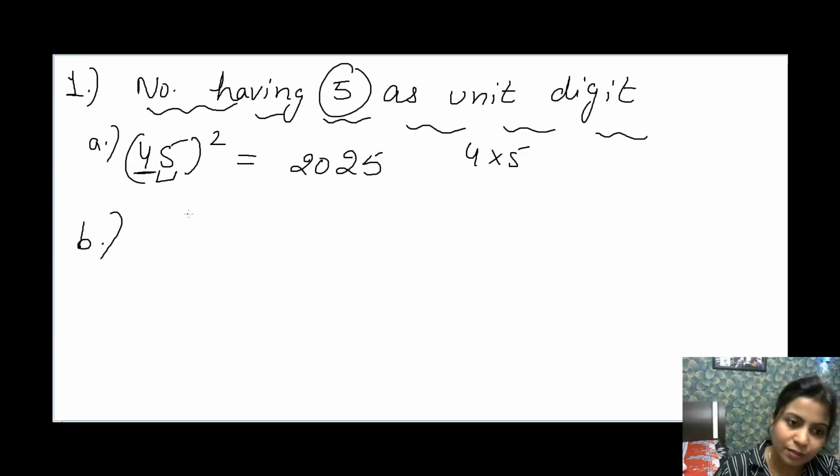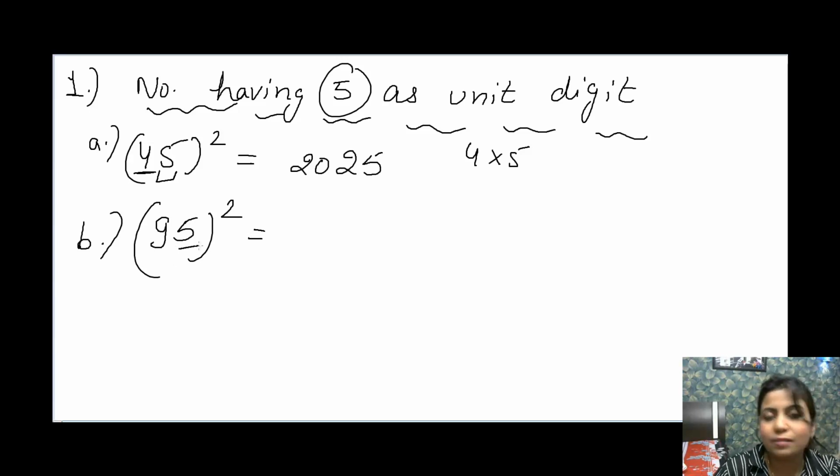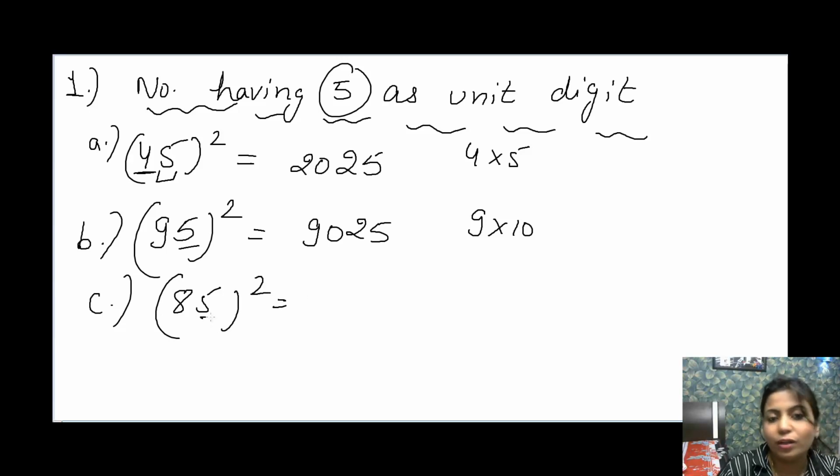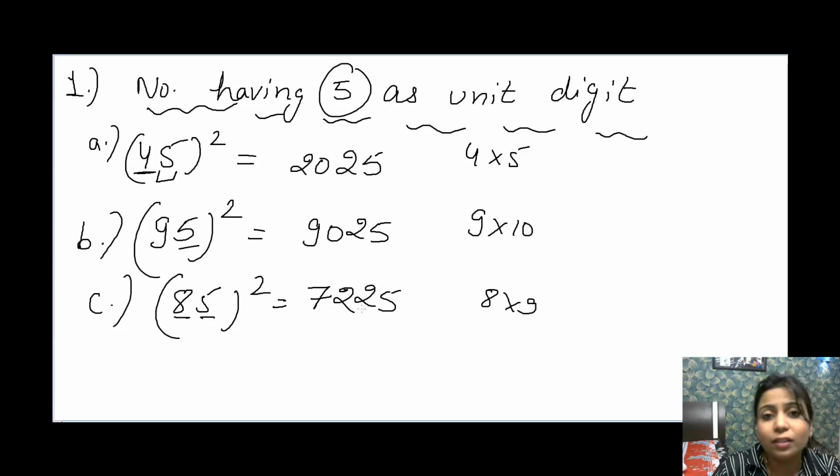Let's take one more example, that is 95. Now again unit place is 5. So 5 5s are 25 and 9. Number 9 has next number 10. So 9 10s are 90. This is the square of 95. Let's take one more example, that is 85. Again unit digit square, that is 25, and 8 has 9 as the next number, so 8 9s are 72. So this is the square of 85. So it is very quick and easy, and you can find the squares of all numbers with 5 as a unit digit with the help of this method.